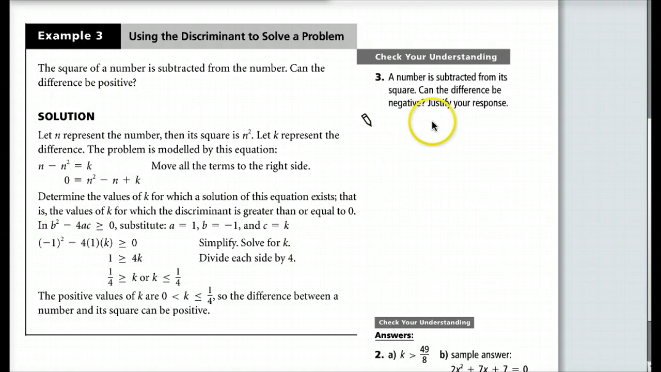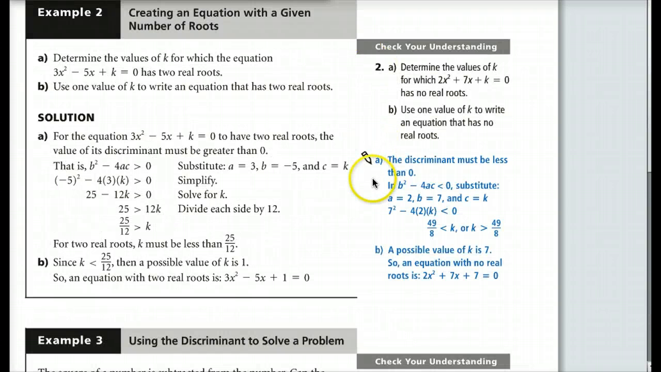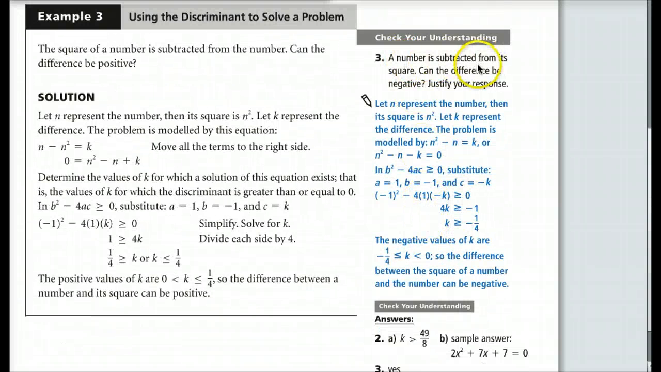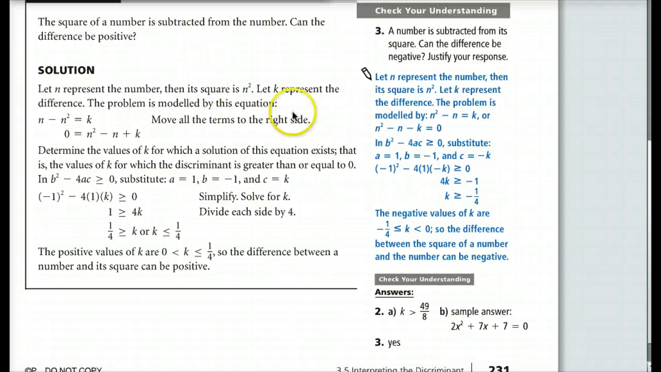Okay, if you want to check your understanding, I can show you the solution right here. It's very similar. The question says a number is subtracted from its square. Can the difference be negative? So basically, it's kind of opposite. We make the difference equal k, and this time k must be negative. So we still solve this equation to see that k must be greater than -1 over 4, right?